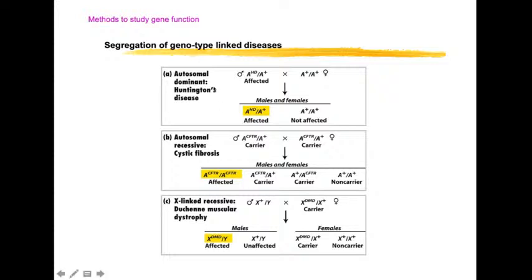So here is the autosomal dominant Huntington disease, in which male and female can be affected or non-affected. Whereas in the autosomal recessive cystic fibrosis, with CFTR as a carrier, males and females are affected here on the left side, and the rest are carrier and non-carrier. And on the other side, X-linked recessive Duchenne muscular dystrophy. Here the female is the carrier, so the males are affected in this case.